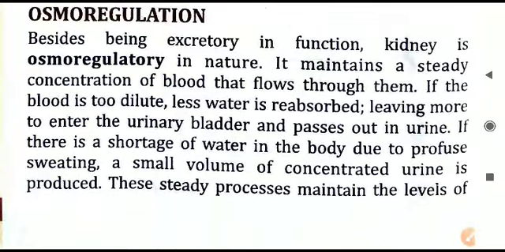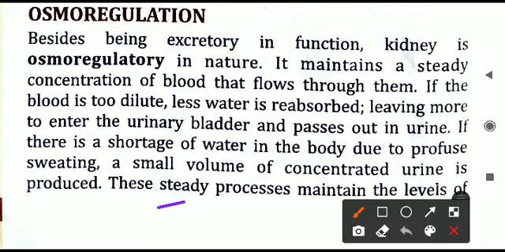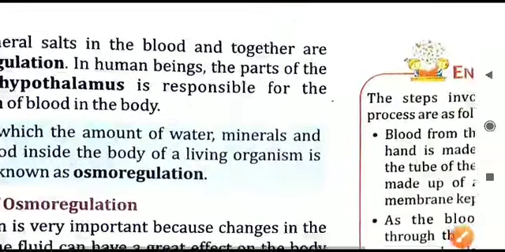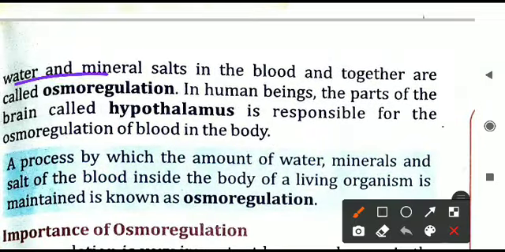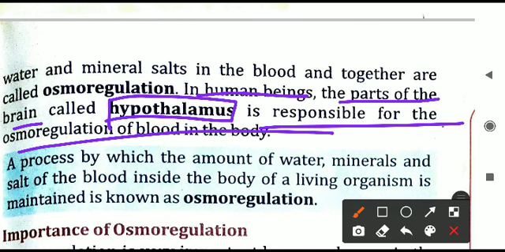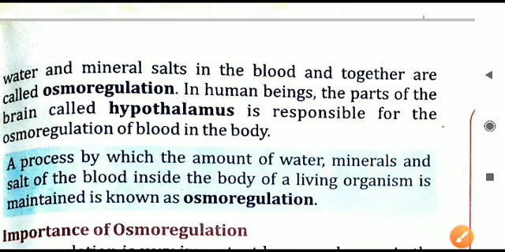The definition will read: these steady processes maintain the level of water and mineral salts in the blood, and together they are called osmoregulation. In human beings, which part is controlling this? The part of the brain called the hypothalamus is responsible for osmoregulation, for controlling the quantity of water. The hypothalamus in the brain will decide whether we have to drink water or not according to the surroundings.